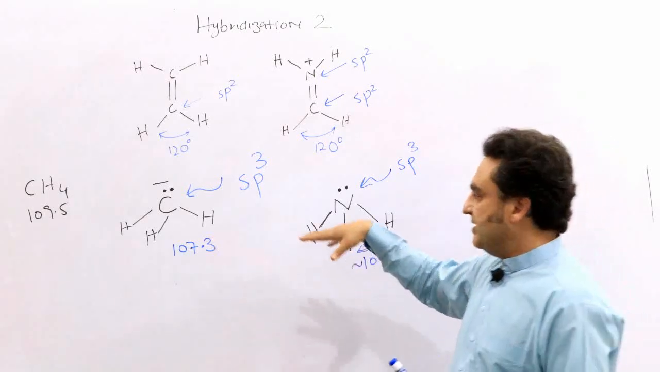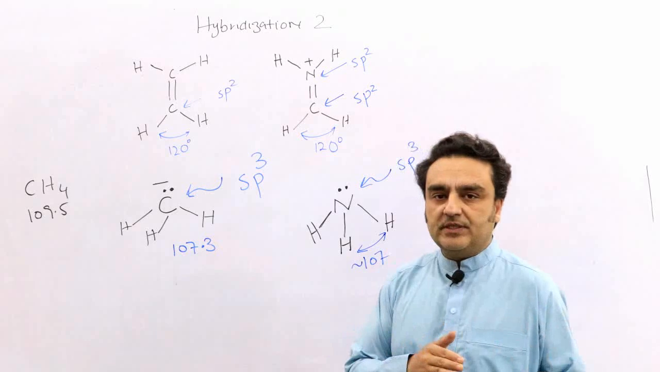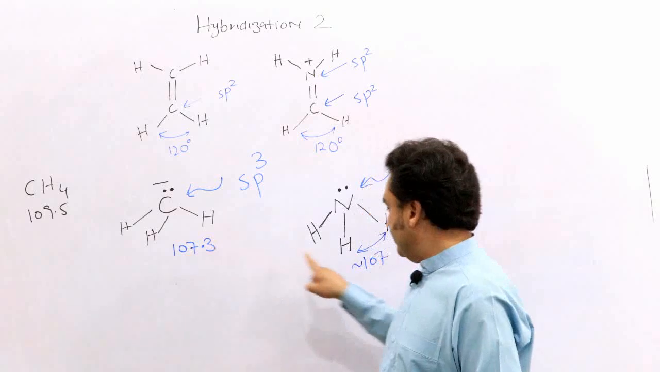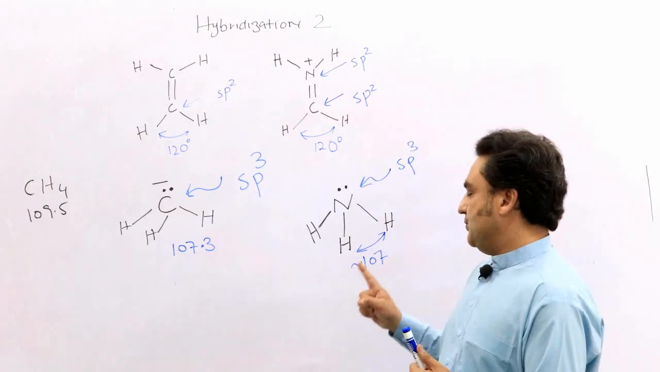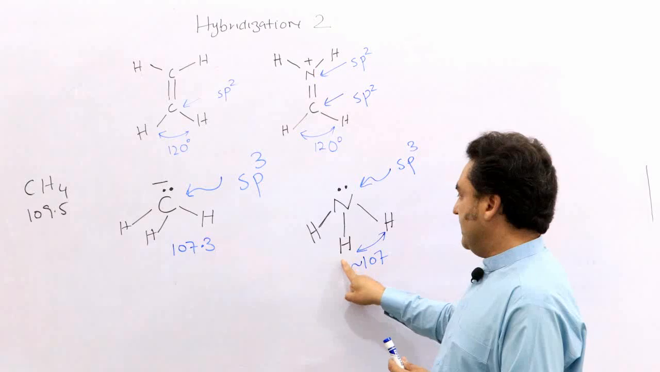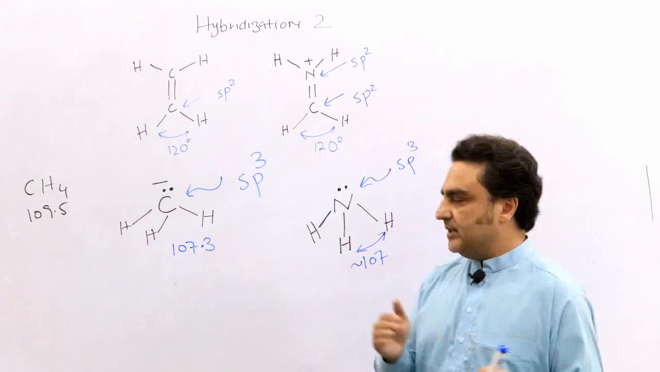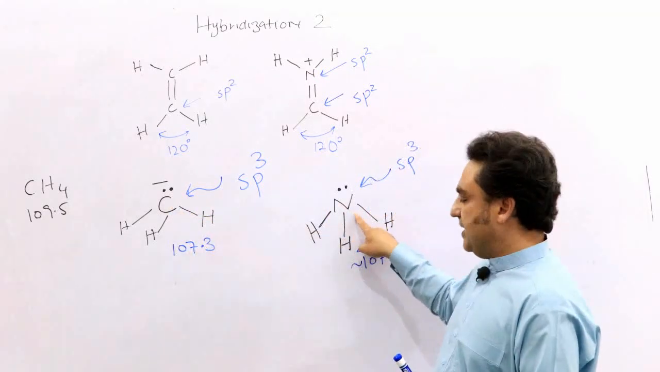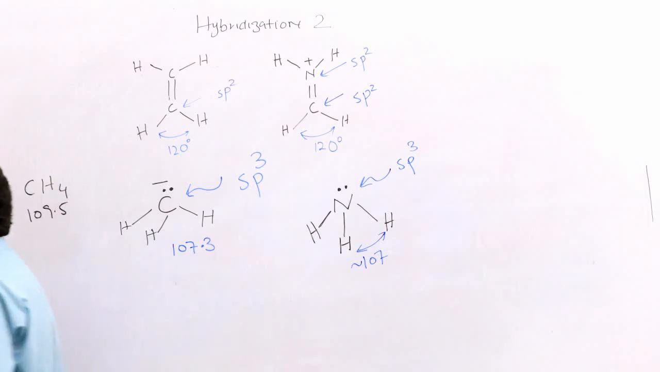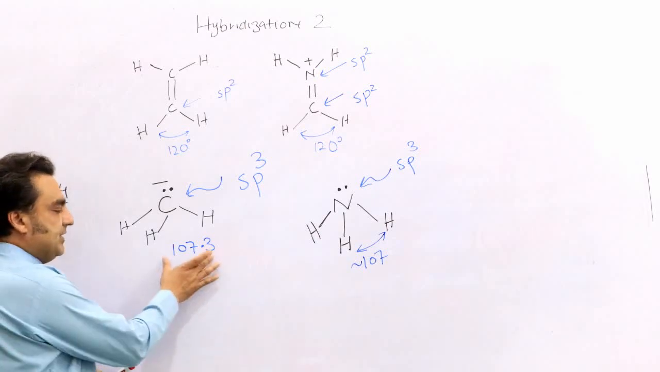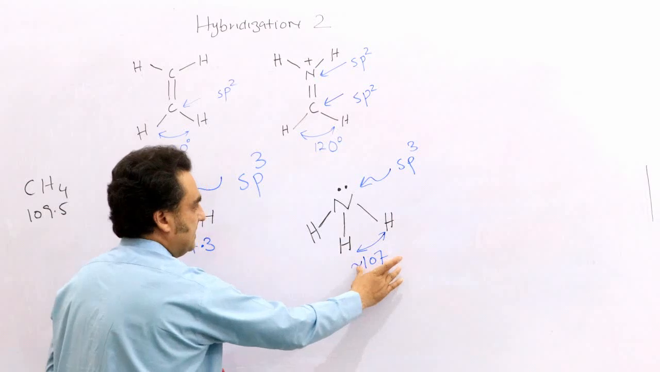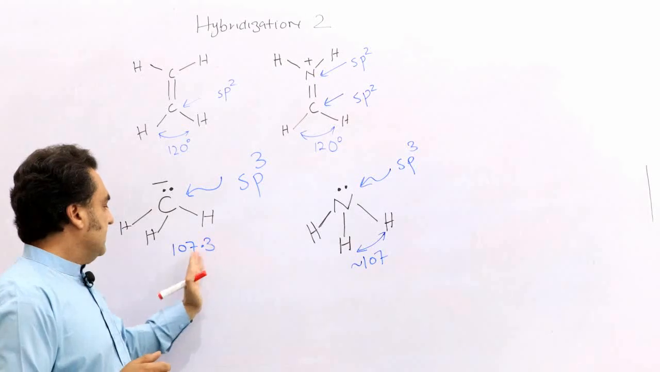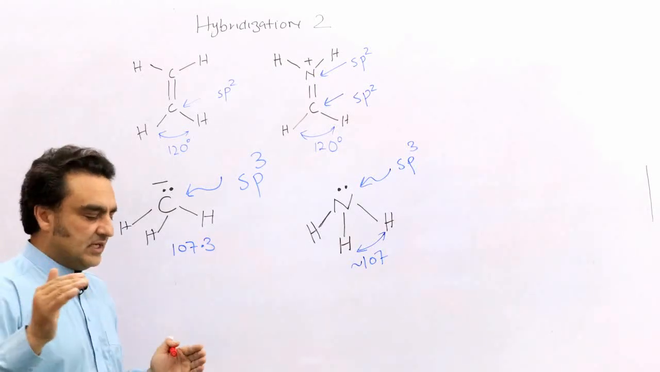sp3 hybridized orbital, and the same, the carbon should keep its electron into the sp3 hybridized. But why is this angle more than this? One thing is sure, that both the molecules, this molecule and this molecule, have sp3 hybridized carbon and sp3 hybridized nitrogen. But the angles here are larger and the angles here are a little bit smaller. So why are those angles a little bit smaller and these a little bit larger?